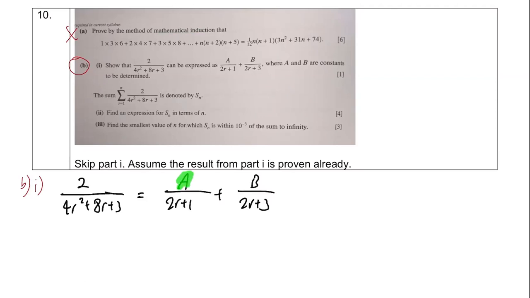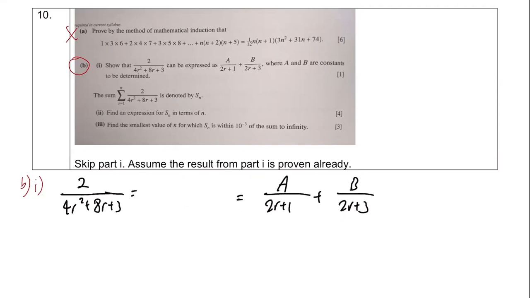Alternatively, you can just let a and b be that guy, and then you just cross multiply and solve simultaneous equations. But they didn't give the value of a and b. Okay, you need to solve for a and b, so no choice. You really have to do partial fractions. So what you should realize is that the denominator can be factorized. If you just key into the calculator and equate the denominator to 0, and you try to solve for r, you'll get r equals -1/2, r equals -3/2.